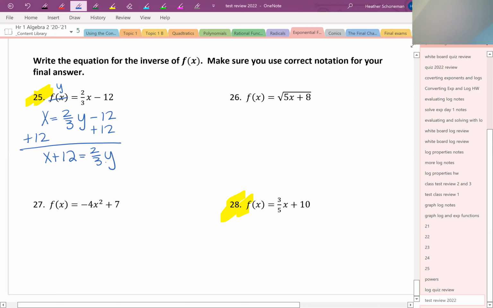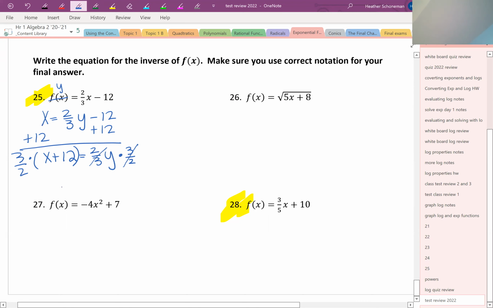Now I need to get the y by itself. And to do that, technically what I need to do is divide by 2/3. But we can't divide by fractions. So instead of dividing by 2/3, we multiply both sides by the reciprocal. And on the left, I have to multiply this whole thing. 2/3 times 3/2 is 1. That cancels. That's why we multiply by the reciprocal.